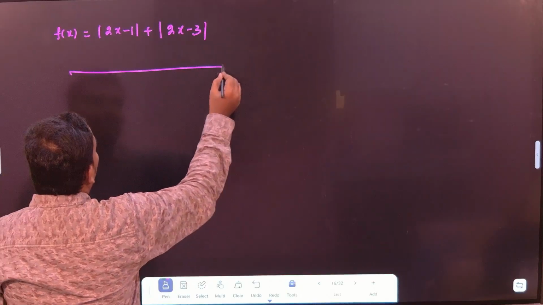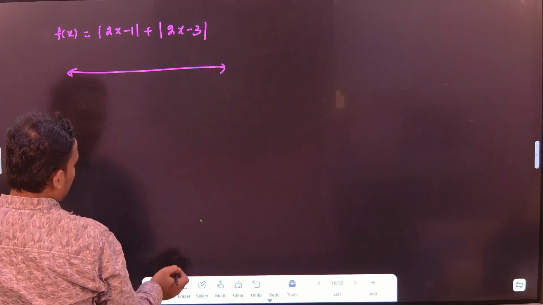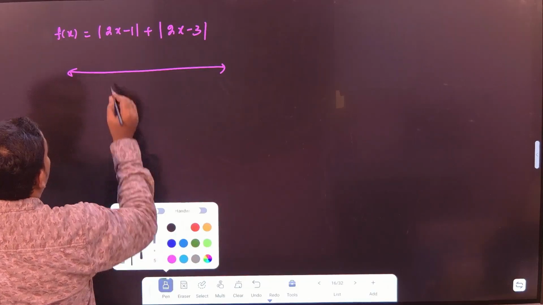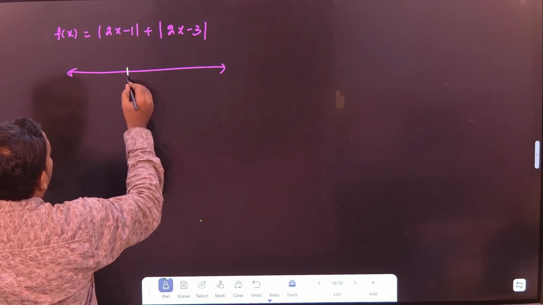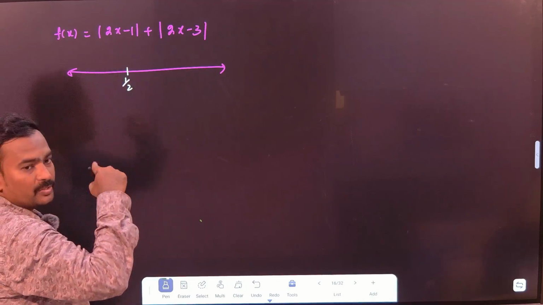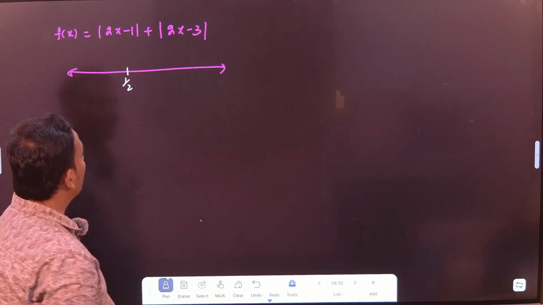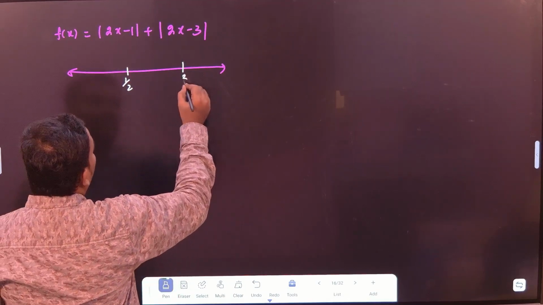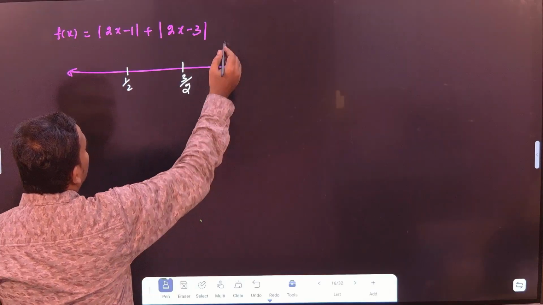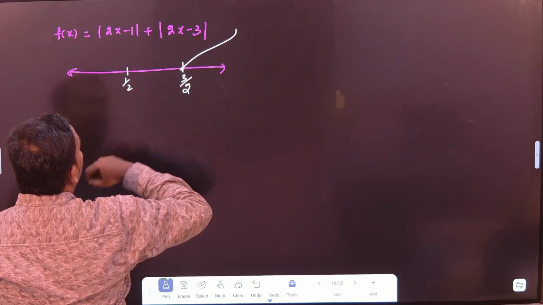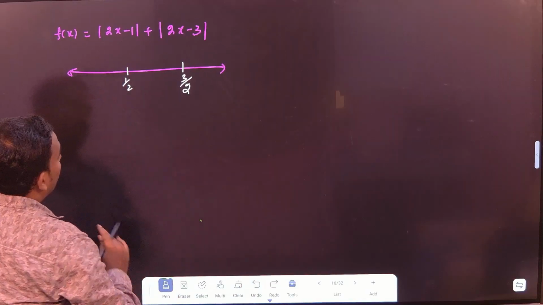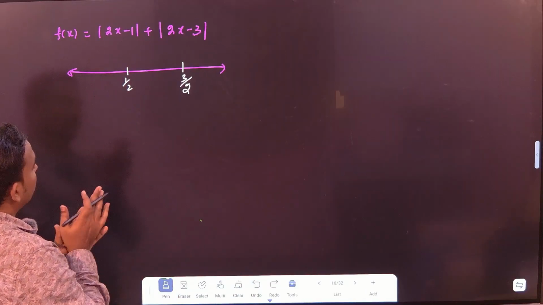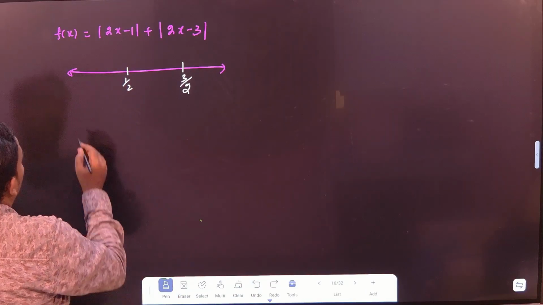So the breaking points here are 1 by 2 and 3 by 2. Just 2x minus 1 equate to 0, x equal to 1 by 2. So here is 3 by 2. So you can start with a positive, right? Otherwise you break the interval. So break the interval, what can you do?